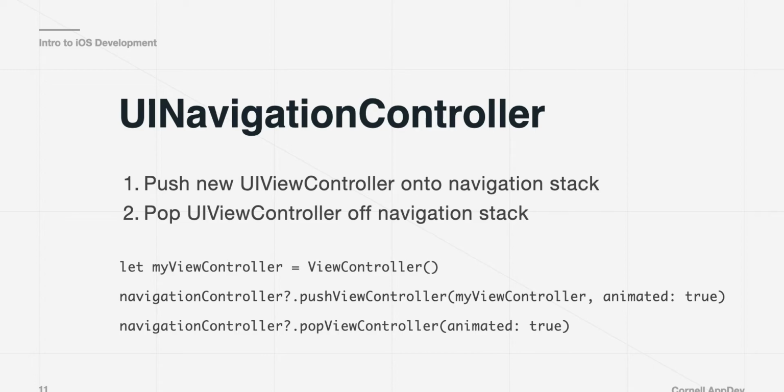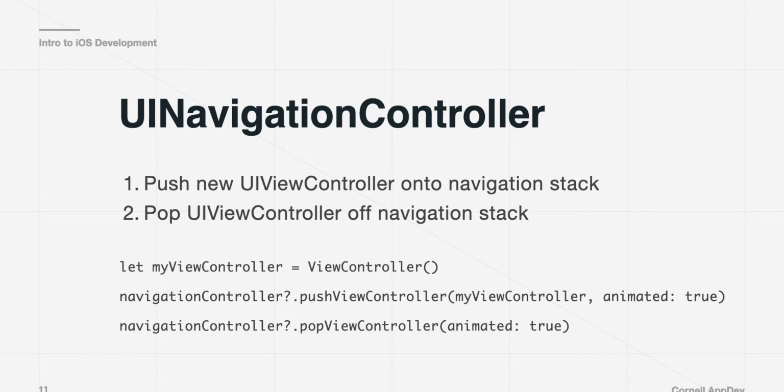So one way you can create multi-view apps is with the UINavigationController. So UINavigationController is basically kind of like a stack, it manages all the view controllers that are in your view. So you can push a new UIViewController onto the navigation stack or pop a UIViewController off the navigation stack. If you're not too familiar with stacks, you can also think of it as an array, but vertical, and then also you only ever add to the end or remove from the end. So that's a good way to think about stacks if you're not too familiar.